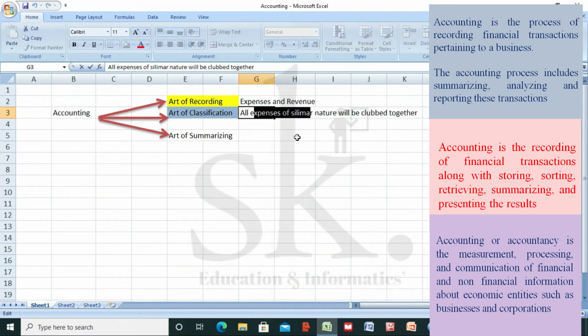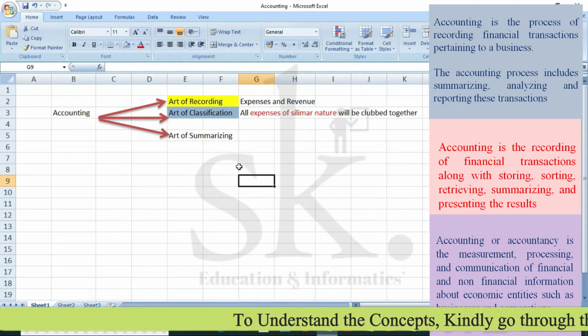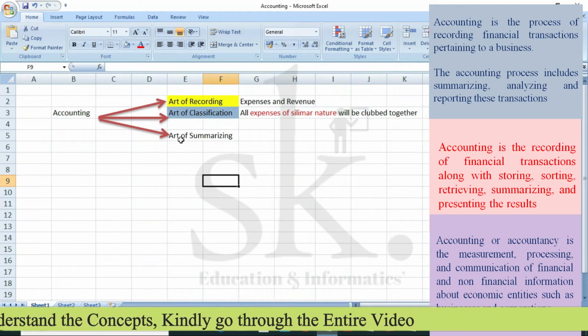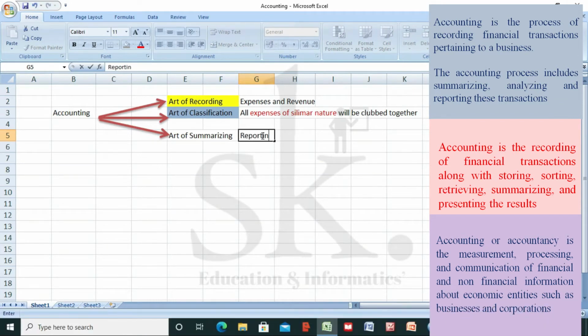Once we have done recording, the next step is classification, where expenses of similar nature, this is the most important term, are clubbed together. Clubbed together means they are taken together and formed into a particular head, which we call the art of classification. The next is the art of summarizing, where we report the information which we have collected with reference to expenses and income or revenue. So the art of summarizing is basically where we report the kind of information which we gather.